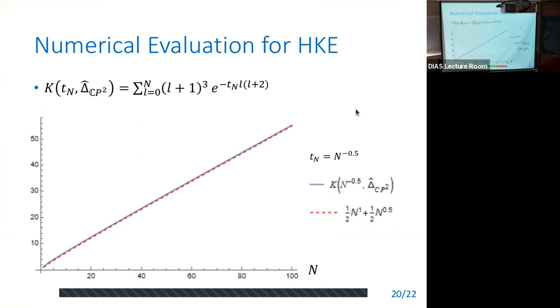I can also evaluate this heat kernel numerically for fuzzy CP2, as it's a finite sum. And that's what's shown here. The dashed line is just the asymptotic expansion for A0 and A2 equal to 1/2. And you can see that they are a pretty good approximation of the series in large N.